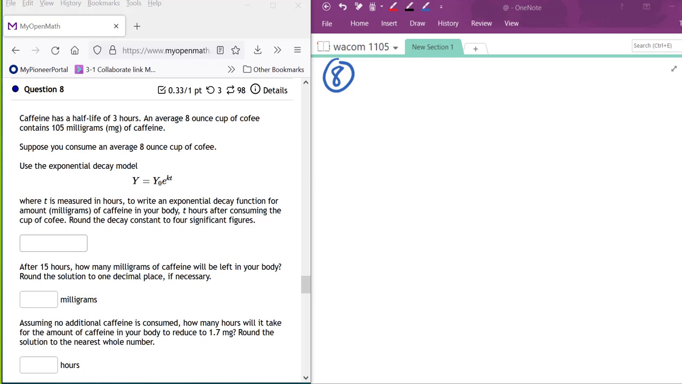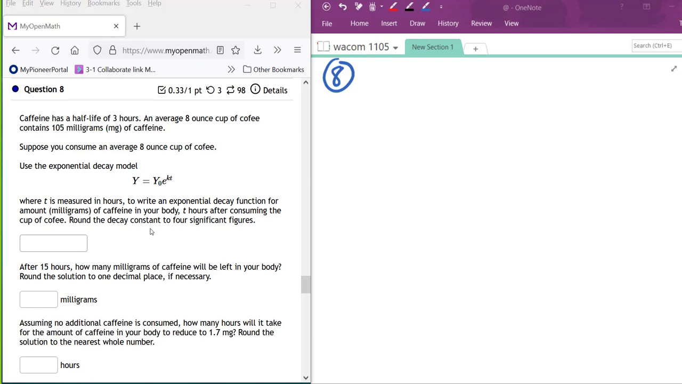Problem number 8. It says caffeine has a half-life of 3 hours. So 3 hours for 50% of it to be left, so for half of it to disappear. An average 8-ounce cup of coffee contains 105 milligrams of caffeine. Suppose you consume an average 8-ounce cup of coffee. Use the exponential decay model, which is here, where t is measured in hours, so that's where we started, to write an exponential decay for the amount in milligrams of caffeine in your body.